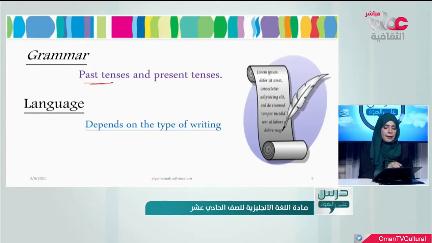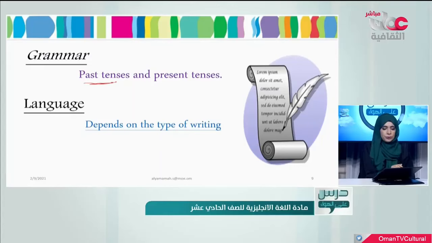Sometimes you may have a combination of the two tenses, the past tenses and the present tenses. So choosing the grammatical rule will depend on the kind of information that you want to highlight, or indicate, or tell your readers. So check what kind of information you are searching for, and use the suitable or the most appropriate grammatical rule.